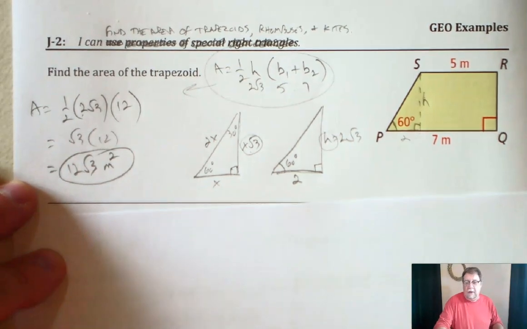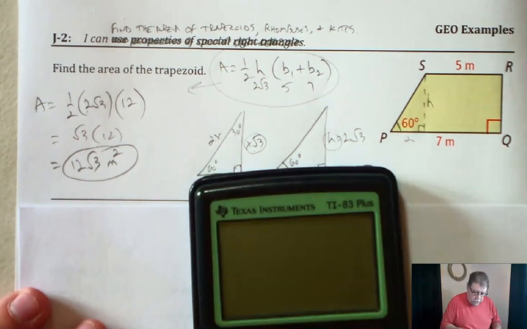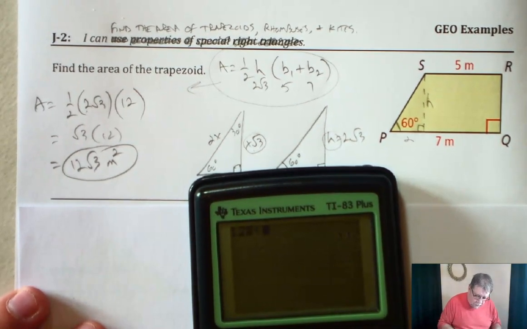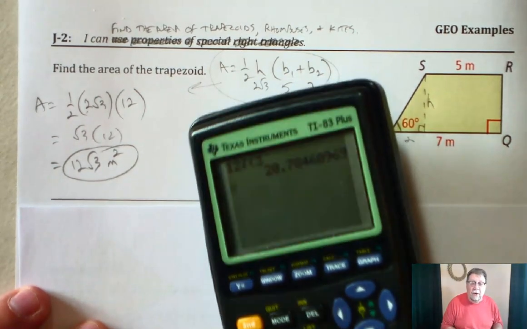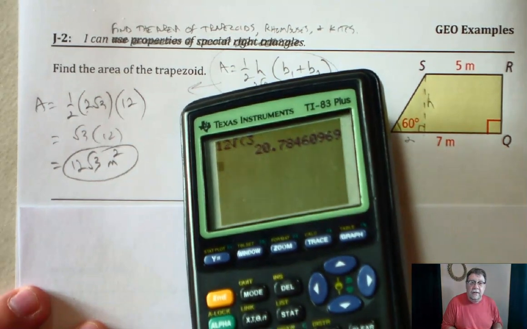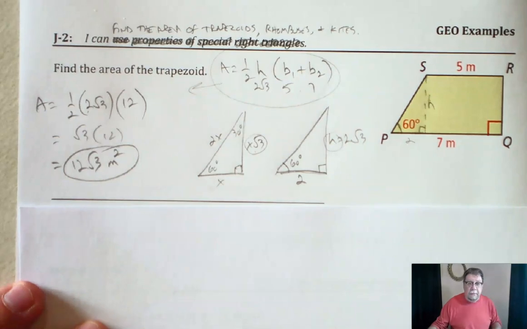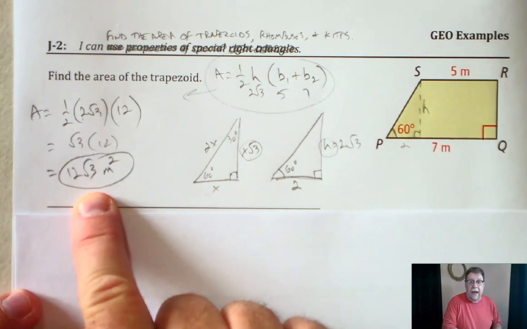So there's our answer. If you wanted to put this in terms of a decimal, that's fine. That would be 12 radical 3. However, this is only an approximation. So that's 20.8 square meters. So I would personally leave it in radical form.